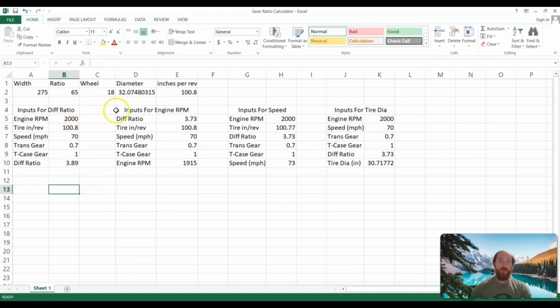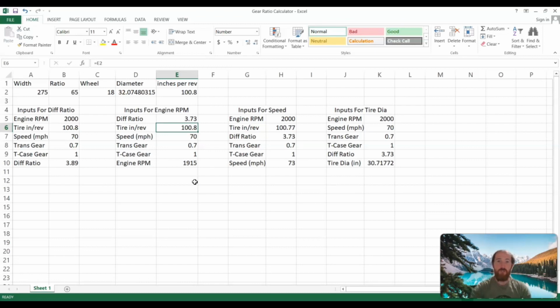Let's see, okay, if I put a 3.73 rear end in it, what would my engine RPM be? So I took the same equation that we took, I just flipped it around and reworked it to solve for engine RPM versus solving for differential gear ratio, and I take the 3.89 just for fun. See, it puts us really close to that 2000 engine RPM. What if I put a 3.73 gear ratio in it? Oh look, I'm at 1915 RPM, so I'm 85 RPMs short of my 2000 RPM goal.